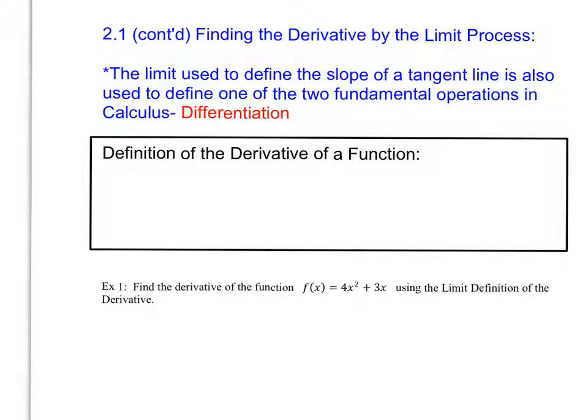Today we're going to continue in Chapter 2, Section 1 with finding the derivative by the limit process. So the limit that we used to define the slope of a tangent line on our last video is also used to define one of the two fundamental operations in calculus. That operation is called differentiation. It is the process of taking the derivative of a function. So we're going to have a formula that looks very similar to finding the slope of a tangent line.